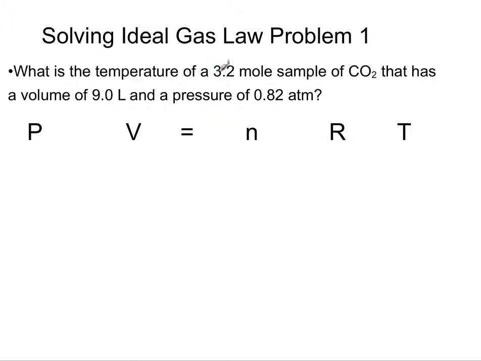This says, what's the temperature of a 3.2 mole sample of carbon dioxide that has a volume of 9 liters and a pressure of 0.82 atm? So here's what I like to do. When you read a problem, and this is pretty simple, but they may get a little more confusing, I like to mark them up. This says, what's the temperature? So I'm going to put a little T on there because I have no idea what the temperature is, but I do know that if there was a number, it would be my temperature there.